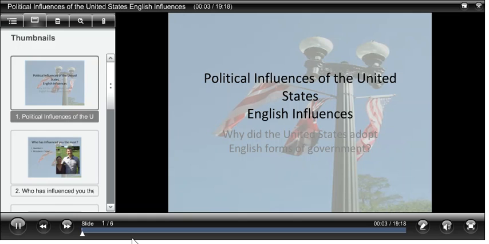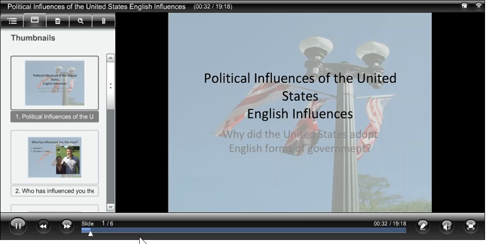Good day, students. Today we're going to begin discussing our new unit, Political Influence of the United States. So we're going to be looking at England in particular to see where most of the influences of our political system come from. And so the question we're going to be asking is, why did the United States adopt English forms of government? And this is something you're going to have to answer at the end in both a practical manner and in a philosophical manner. So keep that in mind as we go forward.